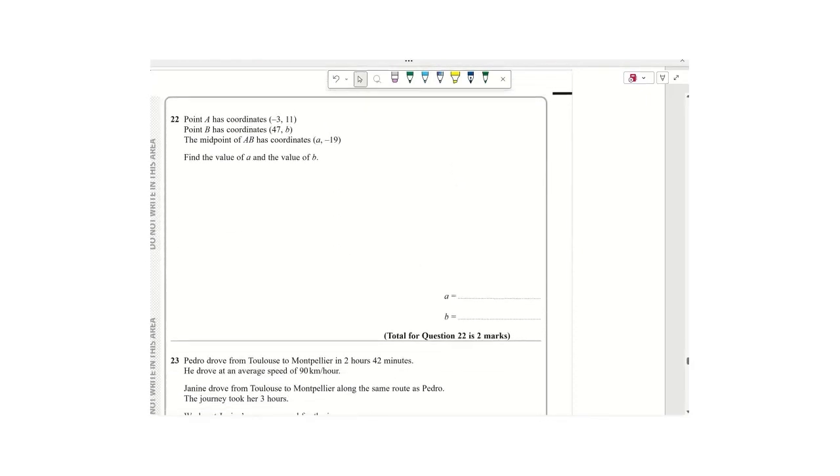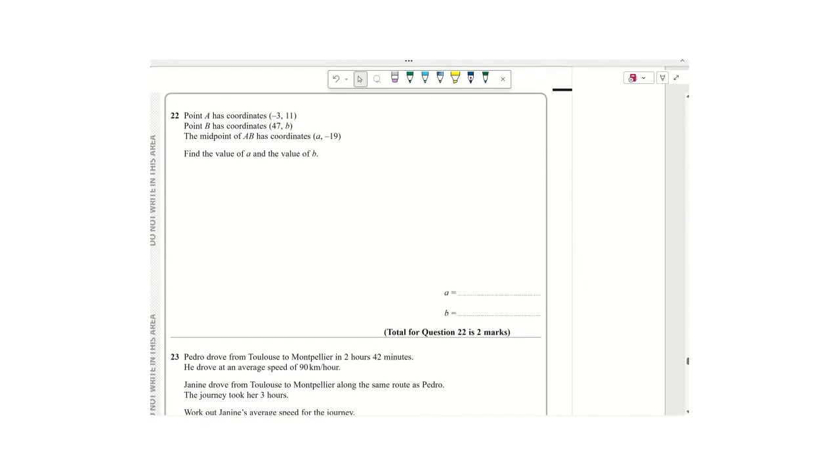Question 22. Point A has coordinates -3, 11. Point B has coordinates 47, b. And the midpoint of AB has coordinates a, -19. And we're asked to find the values of a and b. Sounds really complicated. But the formula to find the midpoint of 2 points is that we add the two x coordinates together and divide them by 2, and we add the two y coordinates together and divide them by 2.